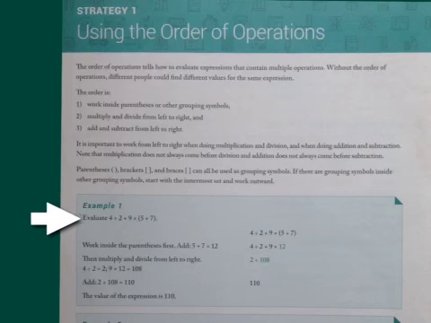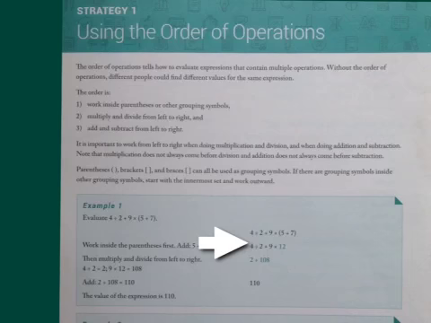So example 1 says to evaluate 4 divided by 2 plus 9 times, in parentheses, 5 plus 7. It says to work inside the parentheses first. So we're going to add: 5 plus 7 is going to give us 12. See how it's written here?